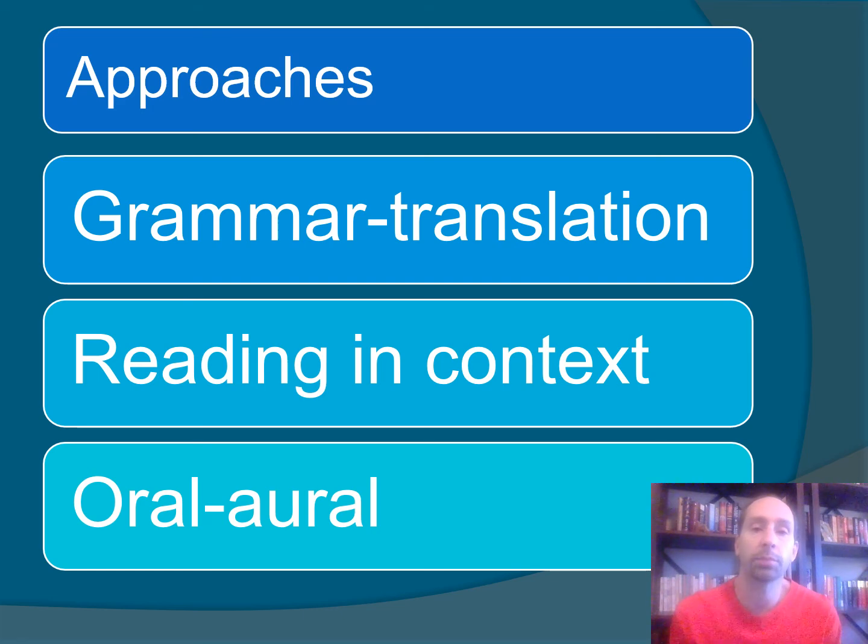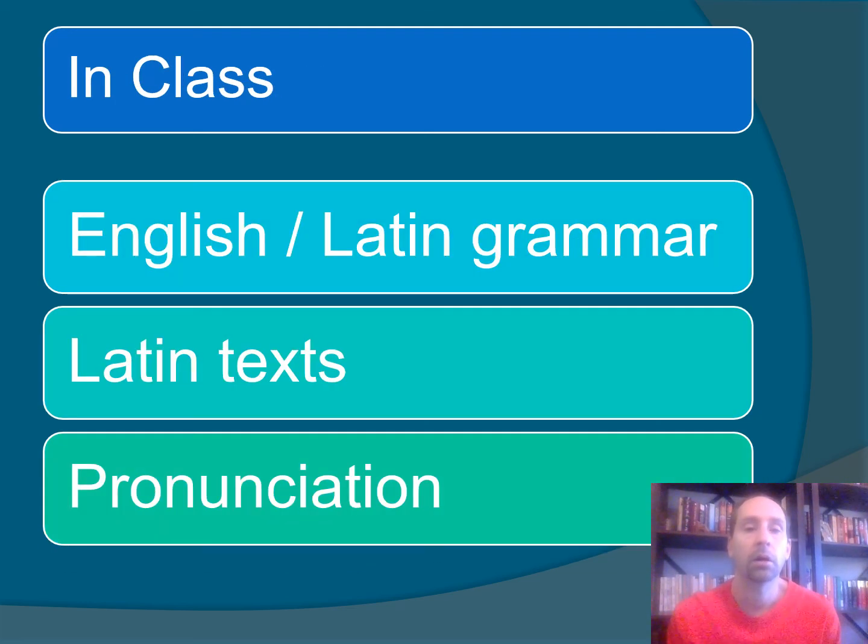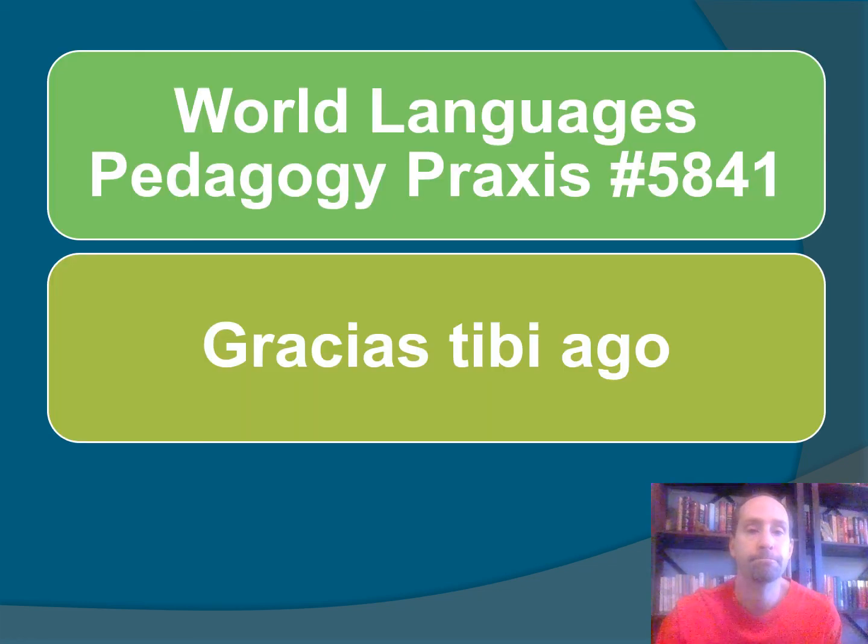As far as teaching approaches goes, be familiar with the grammar translation method, reading in context, and using the oral method in the classroom. In class, be familiar with how English and Latin grammar have similarities and differences. Be familiar with then how Latin text can be used to teach in the classroom, and also be familiar with pronunciation of Latin. That's what I've got for you today.